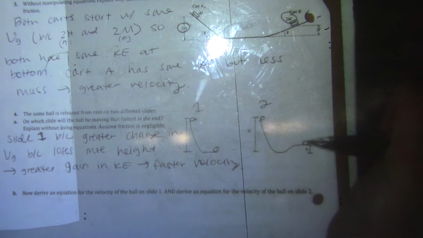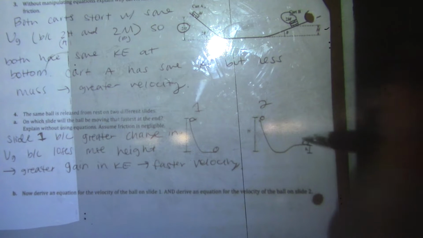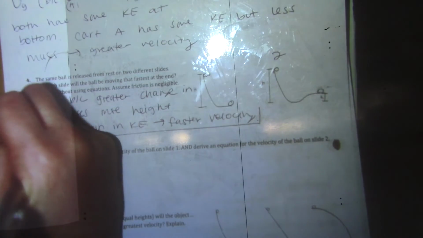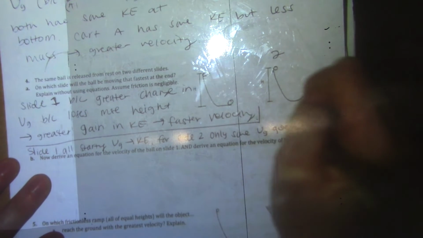The other way to think about this is like sharing the energy. So they both start with the same total energy, but for slide 2, it has to share some of its starting potential with potential here. So not all of it went to kinetic. So I didn't write this one down, but we can say for slide 1, all the starting potential goes to kinetic. For slide 2, only some potential goes to kinetic, so it's not as fast.